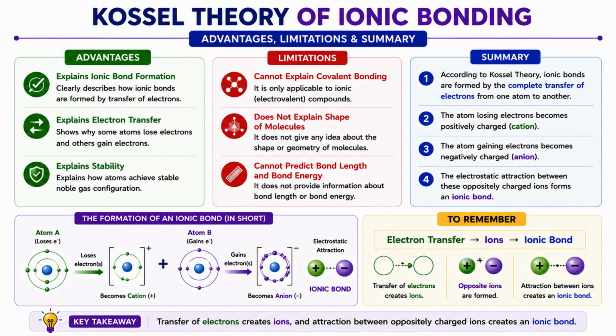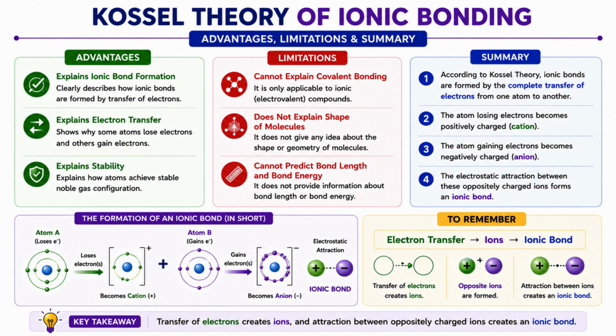Now let's look at the advantages of Kossel theory. It clearly explains the formation of ionic bonds. It explains why atoms transfer electrons to achieve stable noble gas configurations. It also explains the formation of many ionic compounds.